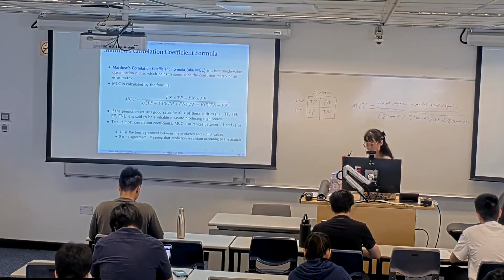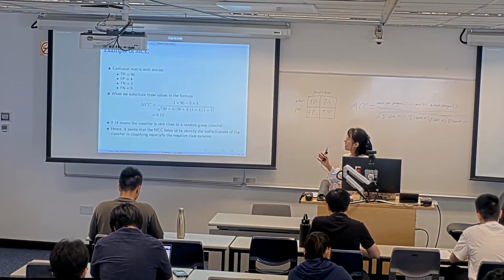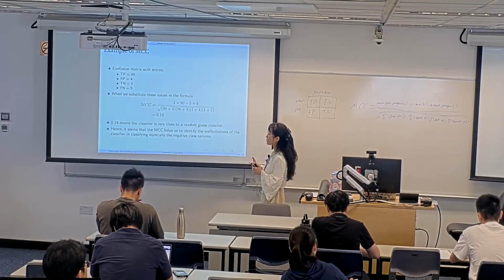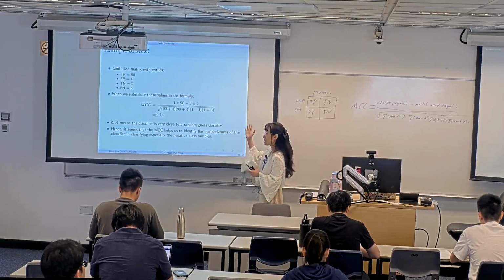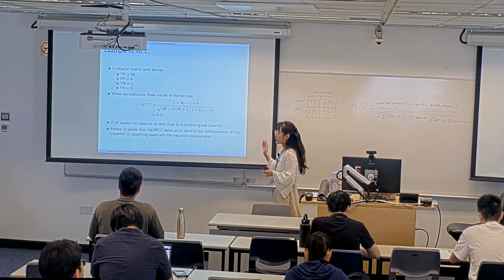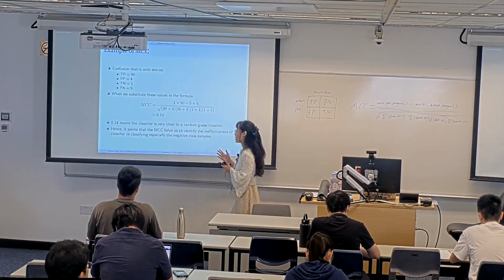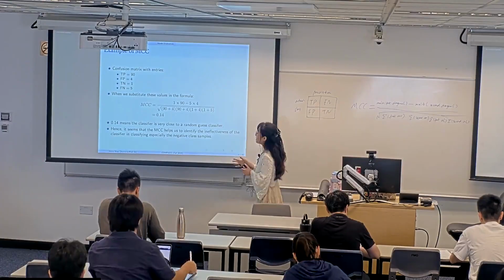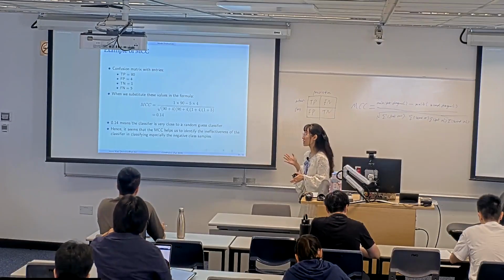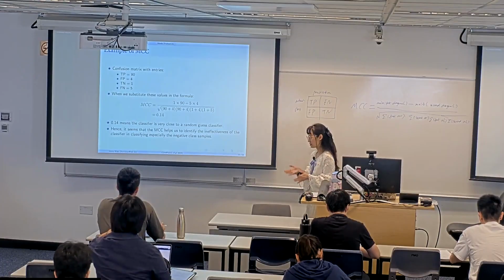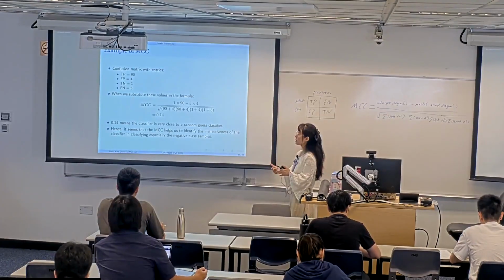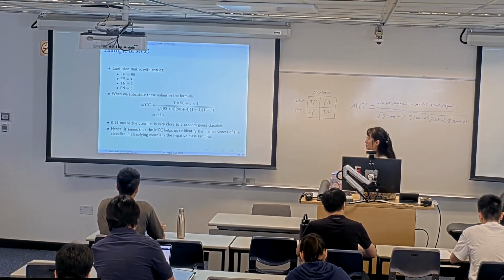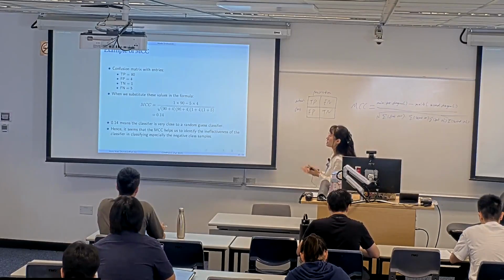All right, MCC, another evaluation metric. Here is an example of MCC. If we have the confusion matrix with these 4 entries, then after we substitute all of these values in the formula, we can calculate MCC is 0.14. In this case, 0.14 means that the classifier is very close to a random guess classifier. Hence, MCC helps us identify the ineffectiveness of the classifier in classifying especially the negative class samples.